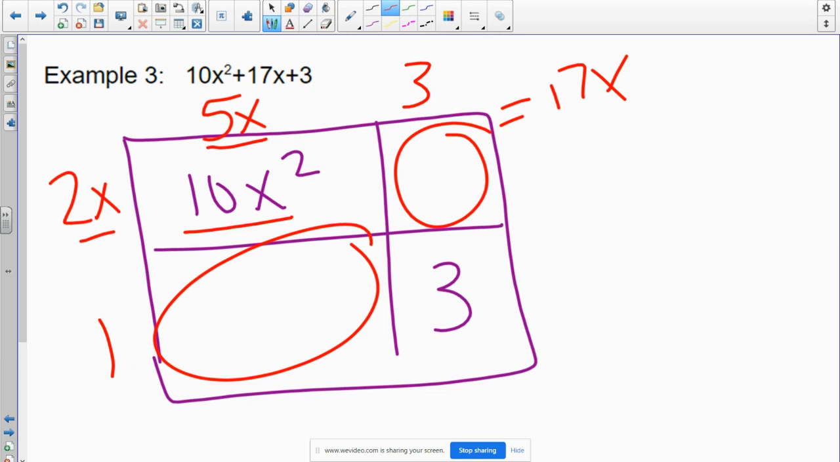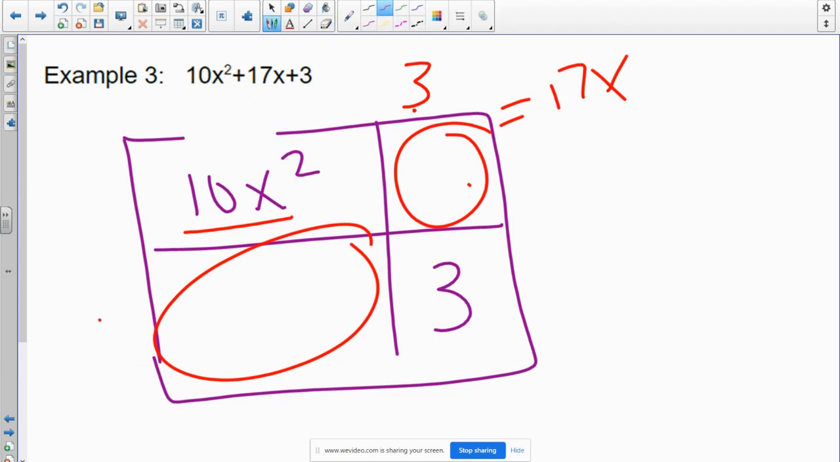See if this works. So 2x times 3 is 6x. 5x times 1 is 5x. We add these together, only equals 11x. So that's not right. Oops. Okay, whoops, that's going to be 1. Okay, let's try this one here. I'll put 1 back here.